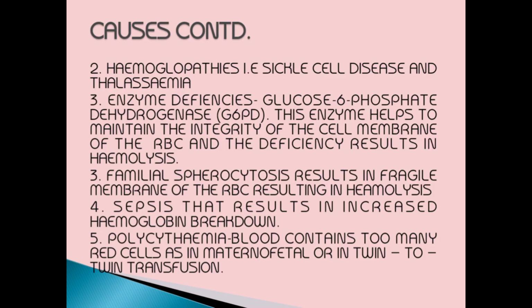How is that excessive hemolysis coming in? It is coming in as a result of hemoglobinopathies. It is coming in as a result of enzyme deficiencies. It is coming in as a result of what? A or B incompatibility, and also sepsis and polycythemia. So all these factors may lead to excessive hemolysis.